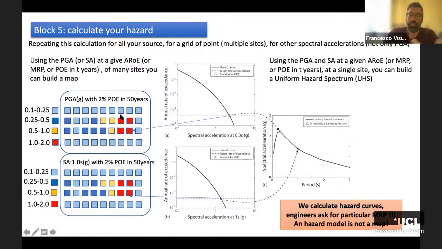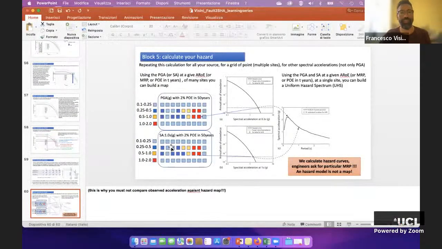This has a lot of consequences, also when we compare, for example, the classical PGA map with 10% of exceedance in 50 years with the occurrence of a single earthquake. This is basically a big mistake that we sometimes see in many papers. So a hazard model is not only a map. This is the conclusion. I hope you are still alive.